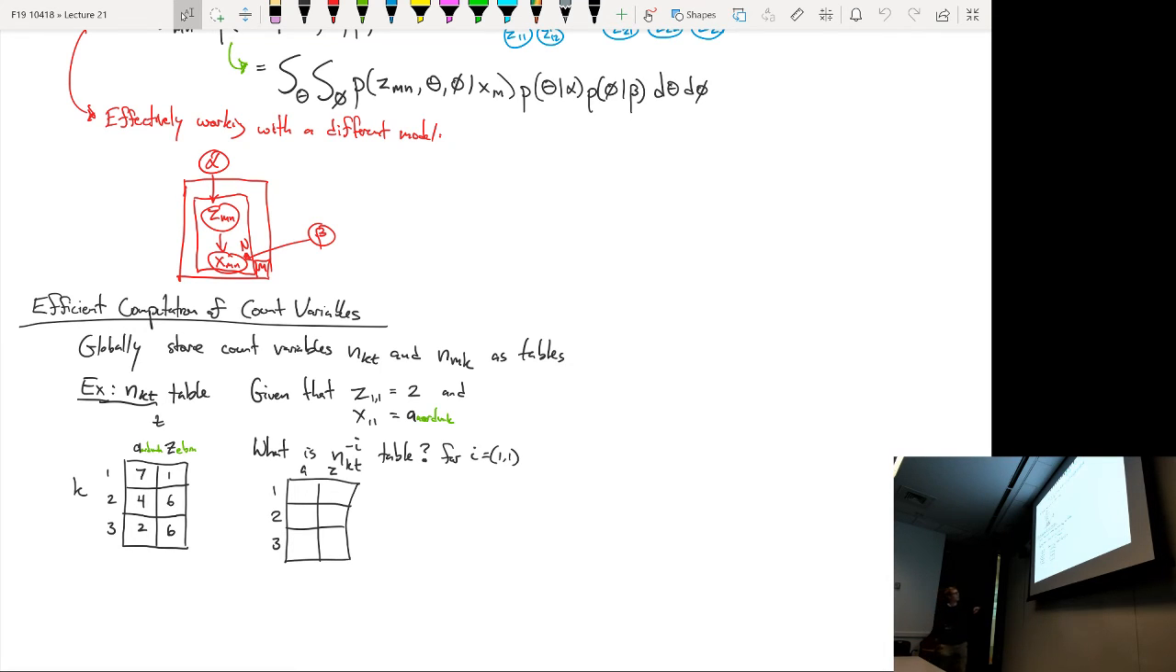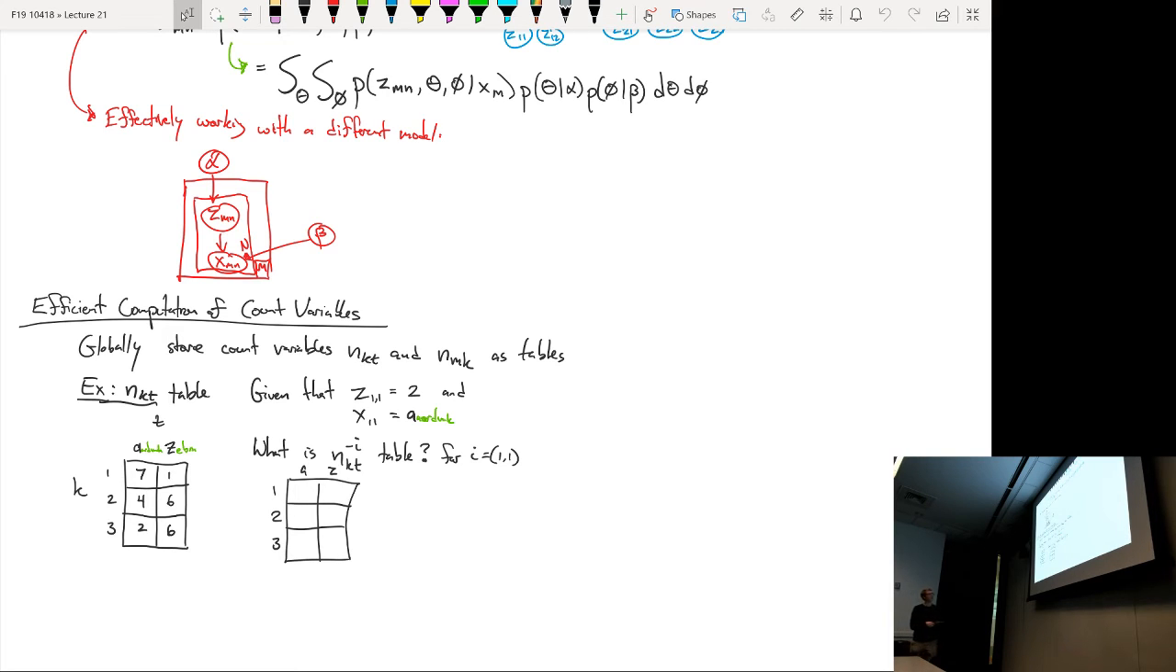So what I'm trying to say is that this is observed, the actual count table globally for the whole corpus. And I'm just telling you one of the word-topic pairs. And now I'm asking you to leave that pair out. Okay, so is the first table entry affected by leaving that out? Or is it still 7?